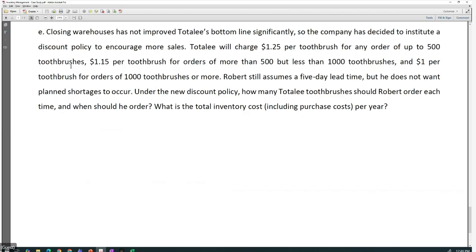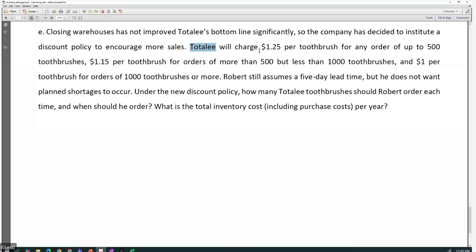Now, initially we said, let's assume that the costs of purchasing the toothbrushes are the same. But we all know when things are bought in bulk, the seller might give you an overall discount. Part E is your seller giving you a discount, right? So let's try and understand the scenario. Closing warehouses has not improved Totally's bottom line significantly. So the company has decided to institute a discount policy to encourage more sale. So who is Totally? Totally is the manufacturer who is going to sell the drugstore toothbrushes.